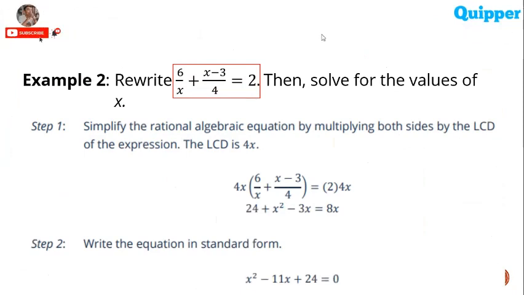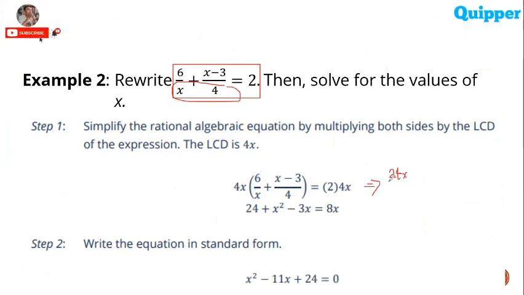And with this, we can say that the LCD is 4x. That is 4x times the quantity of 6 over x plus x minus 3 over 4 is equal to 2 times 4x. 4x times 6, it's 24x. This is the result.